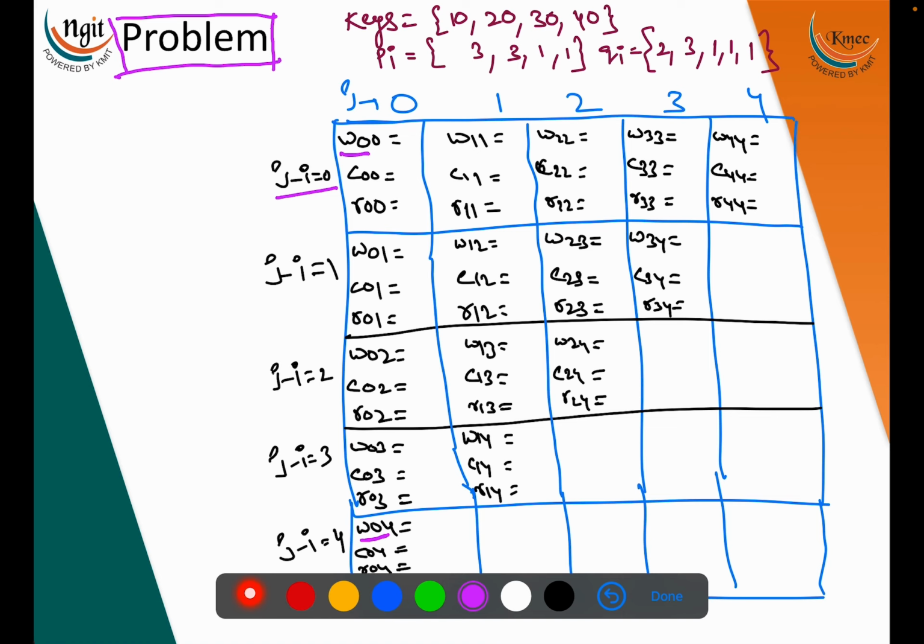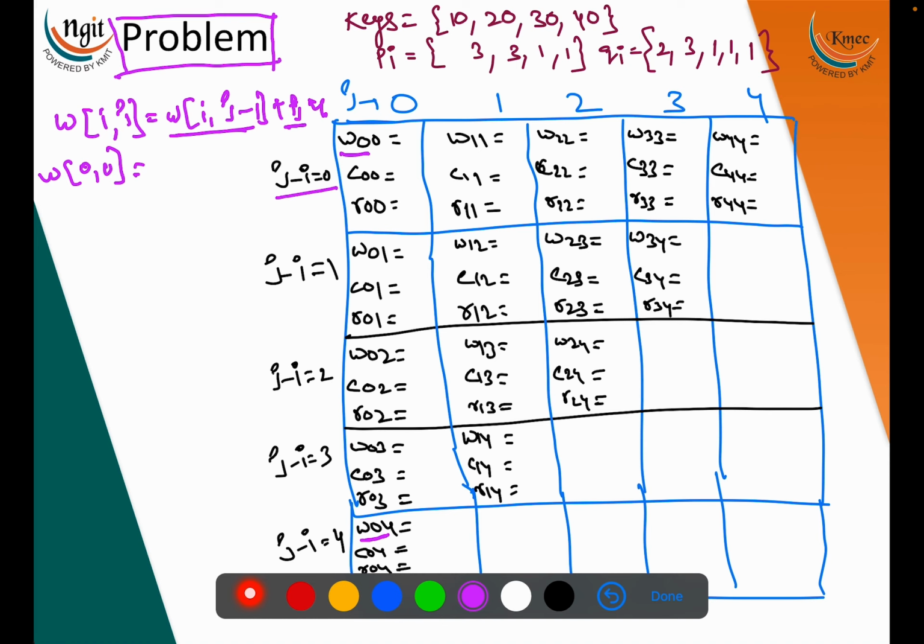What is the formula to calculate weight? Wi,j is equal to Wi,j minus 1 plus pj plus qj. Now I want to calculate W00. What is W00? You don't have any p value, correct? Because look, what is P? Successful nodes. What is Q? Unsuccessful nodes.